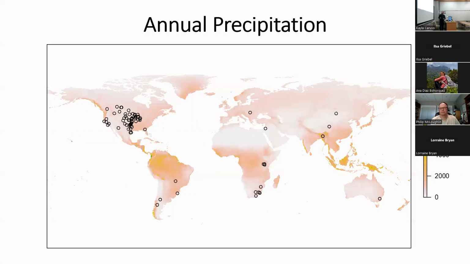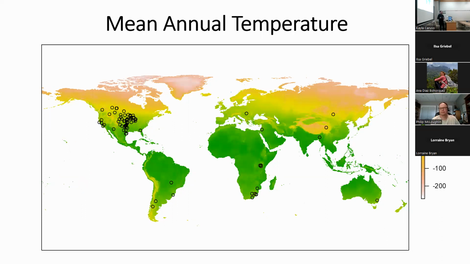So here you can see in this map the location of the studies that we have extracted so far. Those black points represent every single study that we have extracted already. And most of them are located in North America. So there are some points in South America, Africa, a couple in Europe, and some other places. This map also shows the variation in precipitation levels. And this map shows the variation in mean annual temperature.